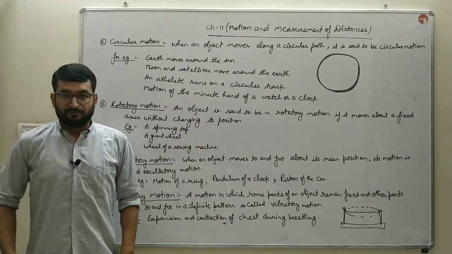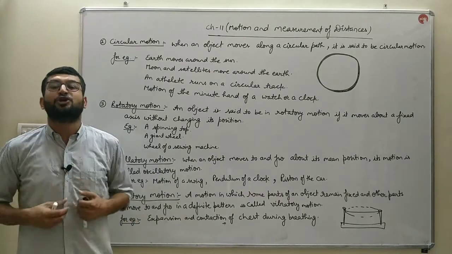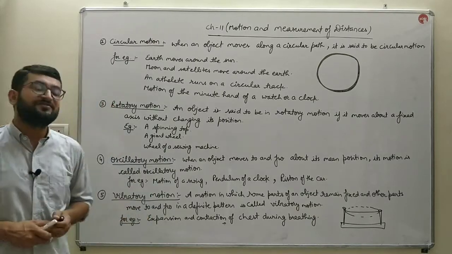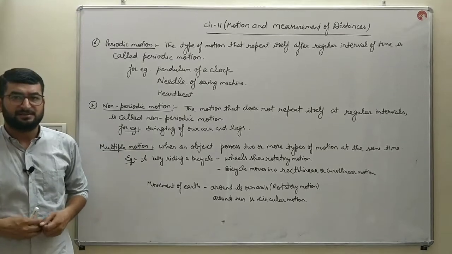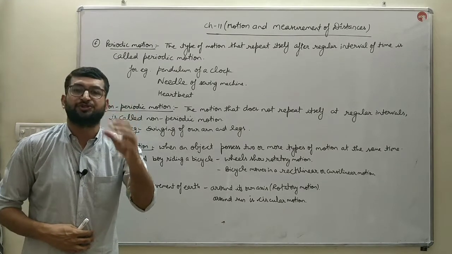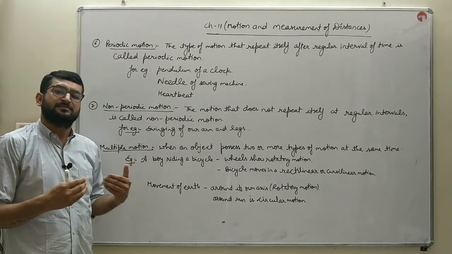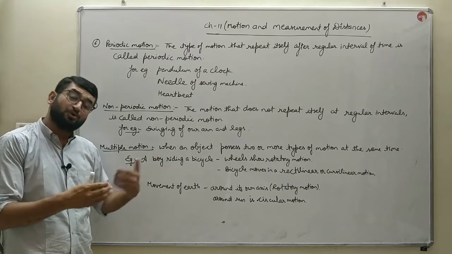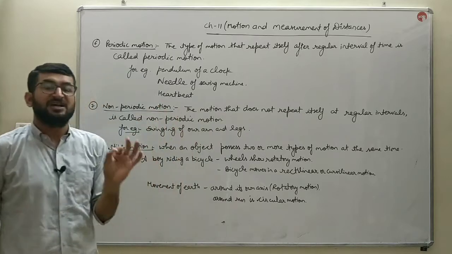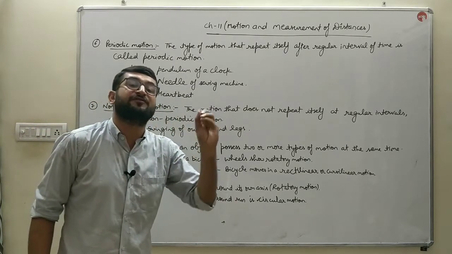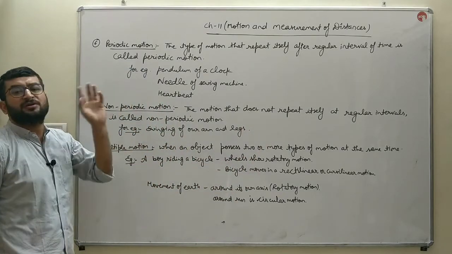The expansion and the contraction of the chest cavity during breathing is an example of vibratory motion. The next type of motion is periodic motion. As you observed in your school, after one period the other will come, and this will keep on repeating. Just like that, the motion which repeats itself after a regular, fixed interval of time is known as periodic motion.